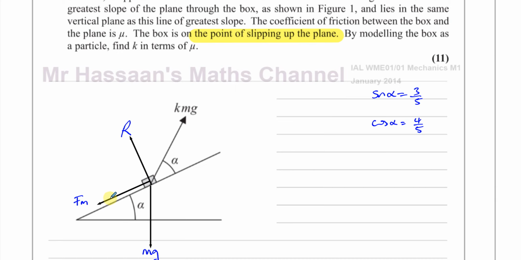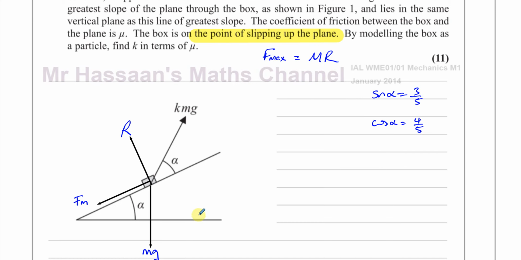The frictional force just normally opposes the force that's trying to move the object. And if that force is less, the friction will be less. If that force is zero, then the friction will be zero. If, however, the force increases so much that the frictional force cannot increase to match it, then it will slide. So this is on the point of slipping up the plane, meaning the frictional force has reached its maximum value. And we know that F max, the maximum value of friction in a situation, is given by mu times R, where mu is the coefficient of friction.